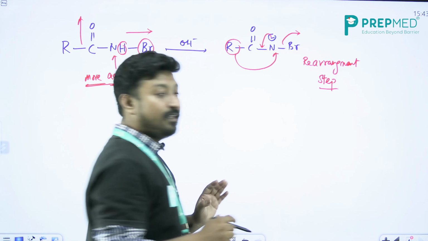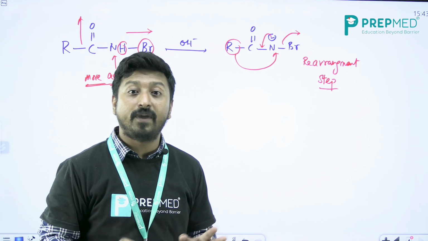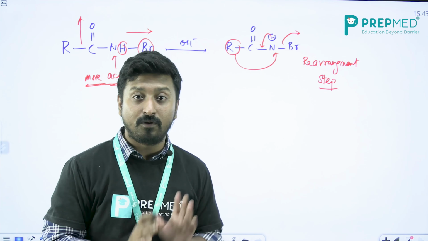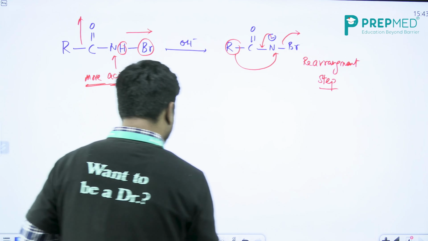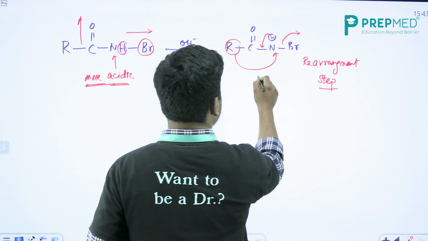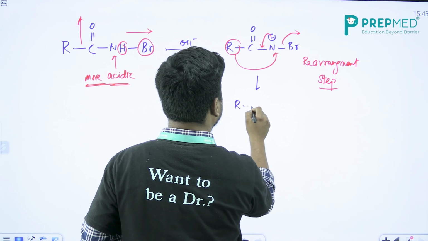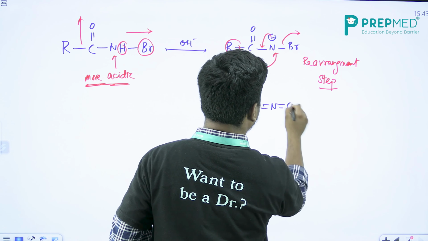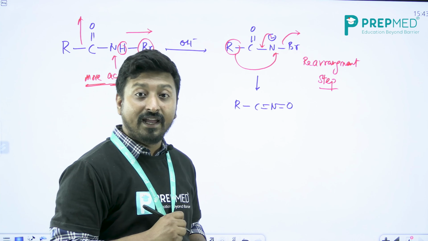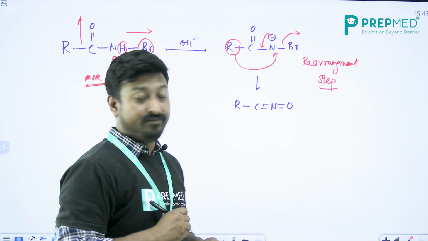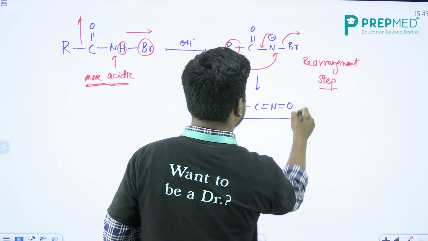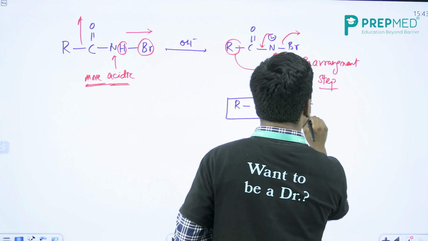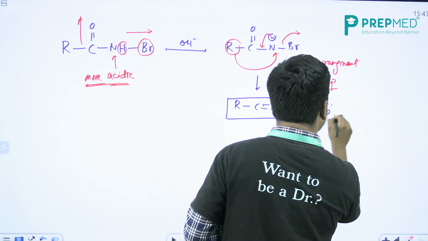Now, see beta, one thing, this reaction is also called Hoffmann bromamide degradation reaction. Okay, और next में क्या होता है देखो, in this step what it forms, R C double bonded N double bonded O. This is known as the phenyl iso, right? Iso. Okay, this is a very, very important stable intermediate.